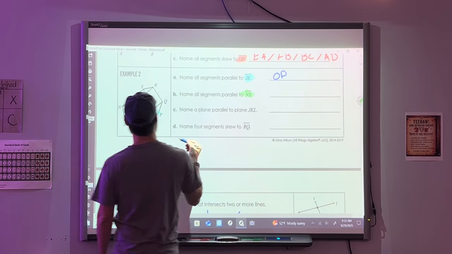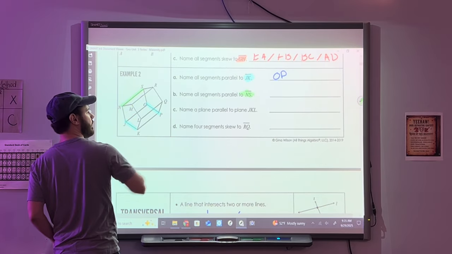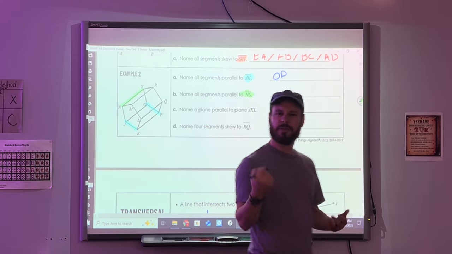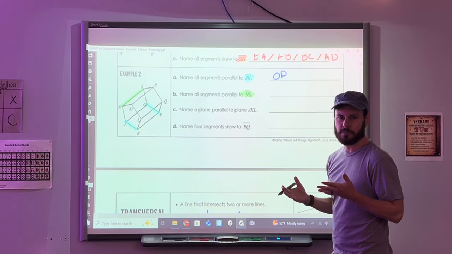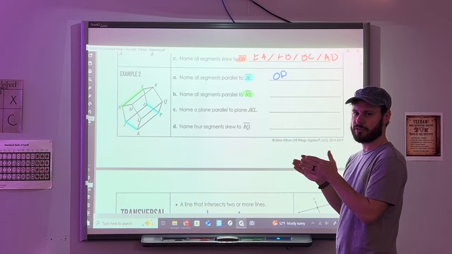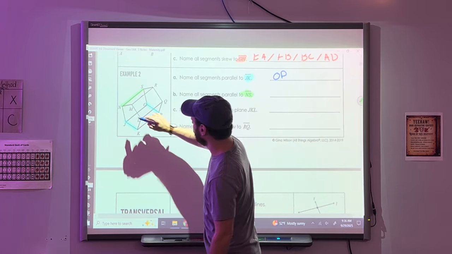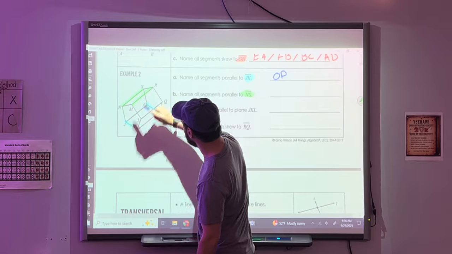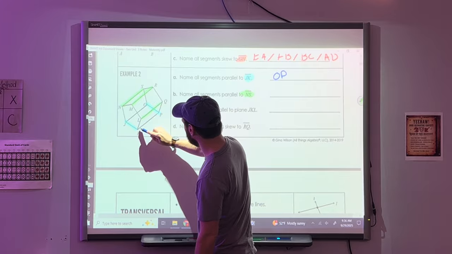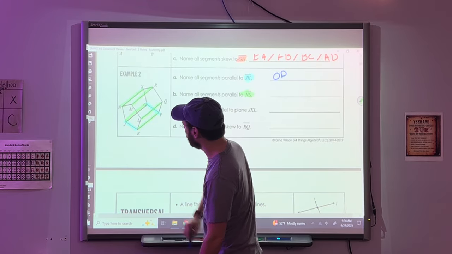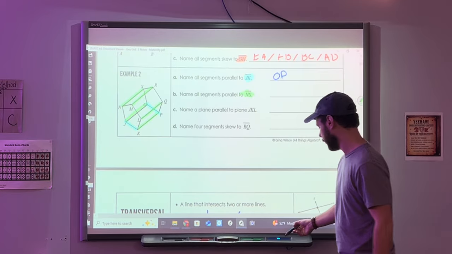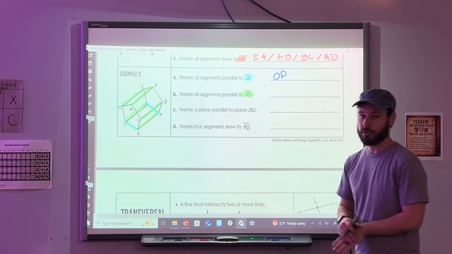All segments parallel to NS. Okay. So I think maybe this is a birdhouse if you want to think of it. It looks like a little bit like a birdhouse. We want all parts of the birdhouse that are going back in line with that. So parallel to this, I see that one, this one, that one, and that one. Those four are my parallel, and there are no others.